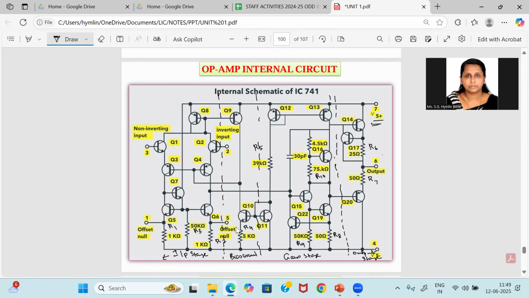In the bias circuit, the reference bias current, I reference, is established by a circuit consisting of two diode connected transistors, Q10 and Q11, and the resistor used is R5. The input differential amplifier stage consists of transistors Q1 up to Q8. Q8 through Q12 form the biasing circuit.